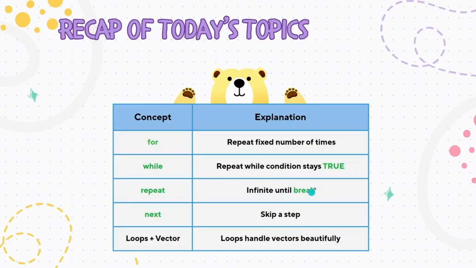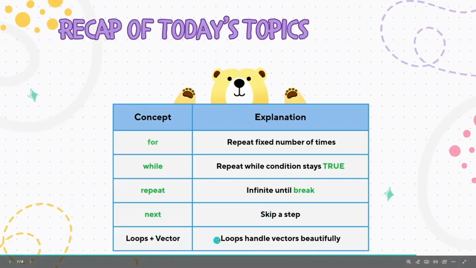And then talking about break and next, we also learned that the break statement breaks, or let's say stops, the loop entirely, whereas next skips the current iteration and then moves on to the next repetition. And finally, we also learned how the for loop can be used with vectors to loop through individual vector values beautifully. So that was it for today's video.